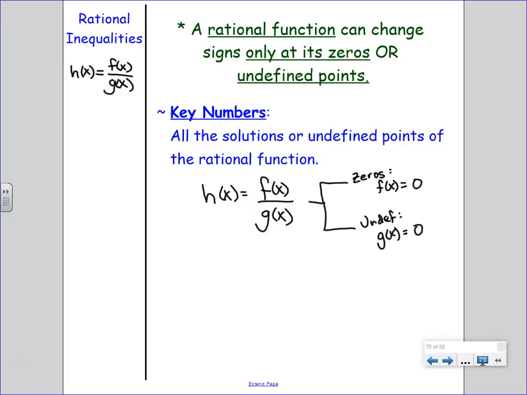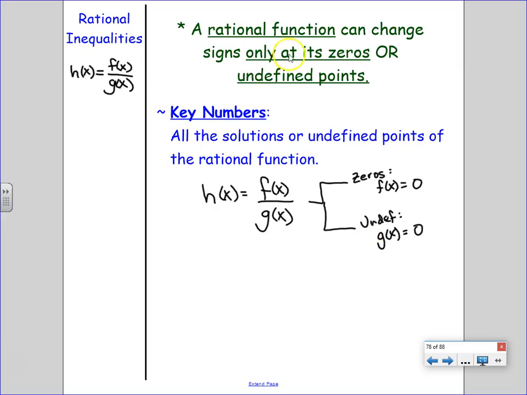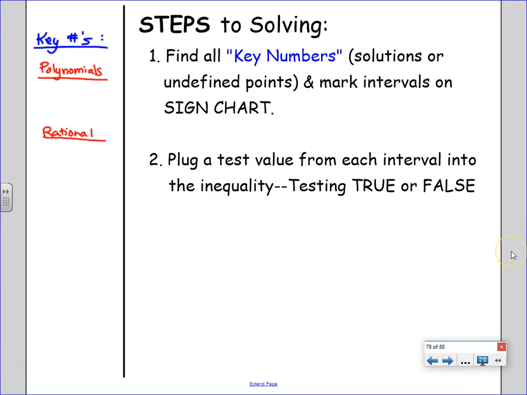But either way, whether you have a rational function, one with a fraction, or some sort of polynomial, for polynomials you want to find just the zeros. No big deal. All the solutions of a polynomial, factor and set equal to 0. For rational functions, zeros and undefined points. And then what do we do?